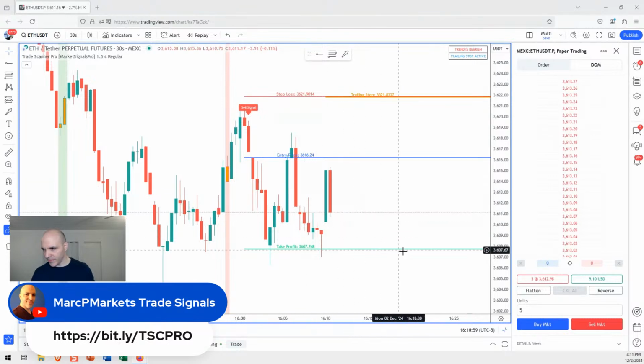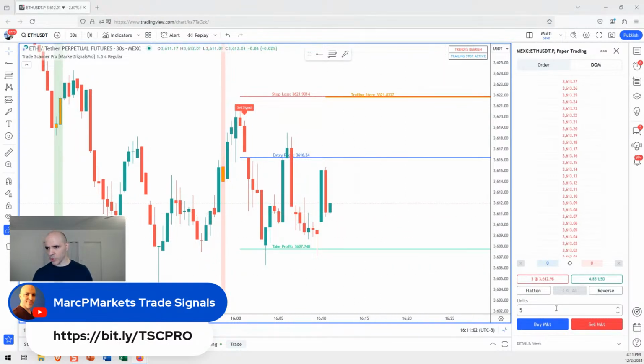Oh, look at that. I'm not going to short more there because that's not at the blue line.